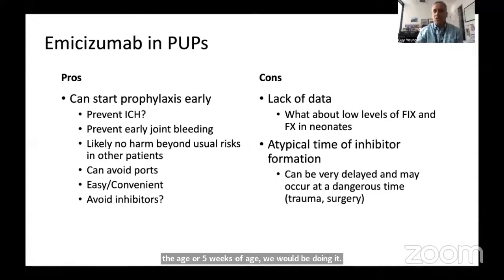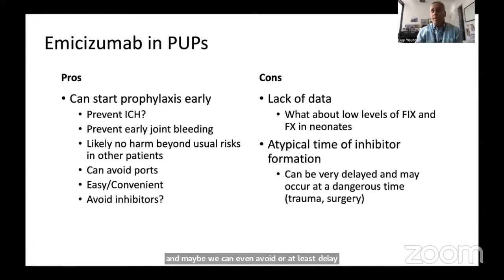So can starting prophylaxis early possibly prevent intracranial hemorrhage? Put a question mark there because we don't know. Prevent early joint bleeding? That's possible. I don't think there'd be any harm in using emicizumab in this age beyond the usual risks. We can avoid ports. We don't need a port if we use emicizumab. It's easy and it's relatively convenient, and maybe we can even avoid or at least delay inhibitors. And again, I'll come back to that.